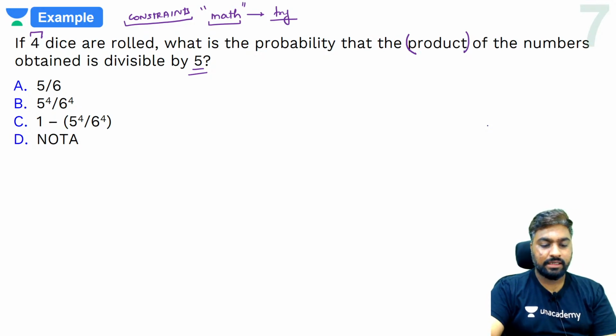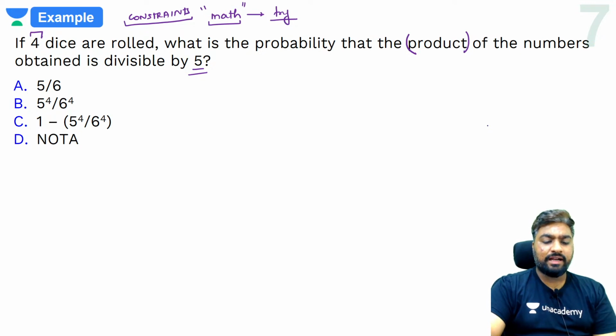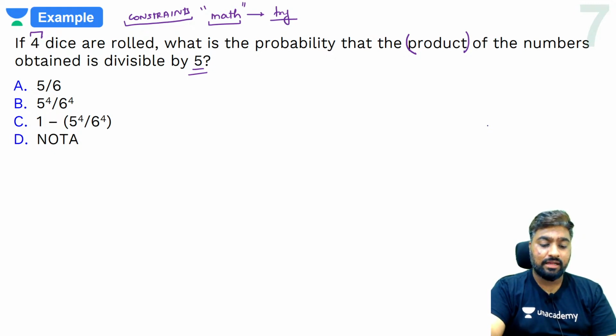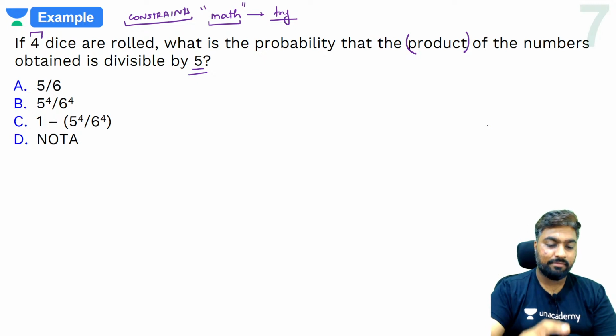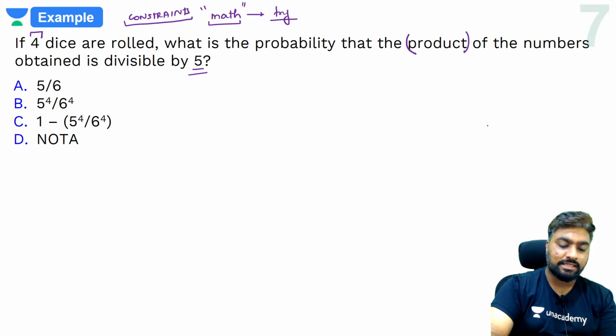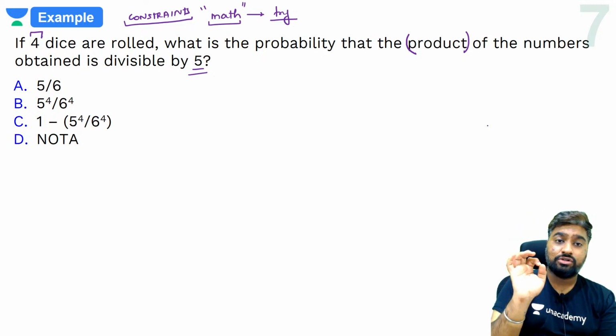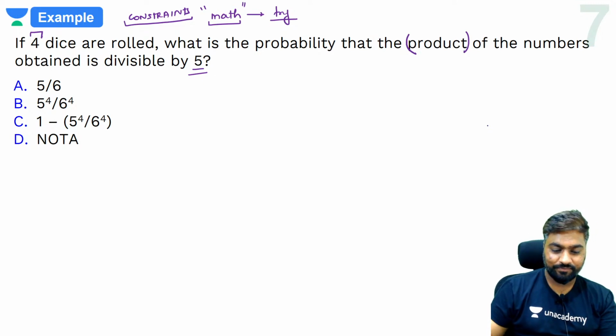Quick. If you have understood all the questions that we did today, you will be able to answer this question easily. You will definitely be able to answer this question. This is my guarantee, you will definitely be able to answer this question if you have understood all the questions that we did today.